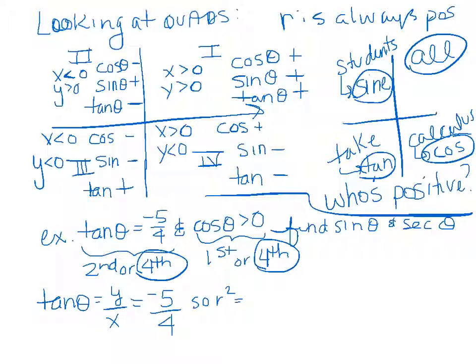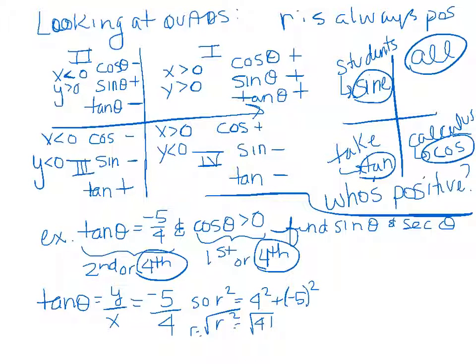R squared will be x squared plus y squared. R squared is 41, so taking the square root of both sides, I got r is equal to square root of 41, and that doesn't reduce. So we're kind of stuck with that big number.